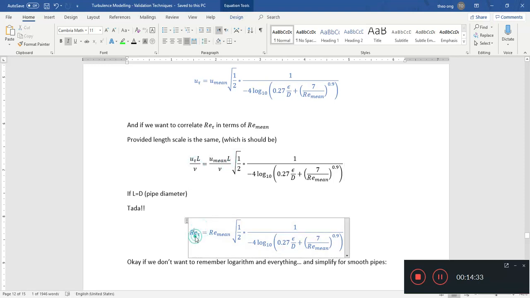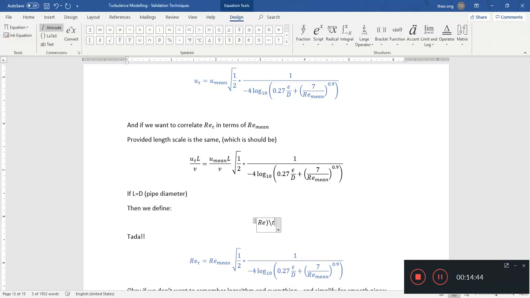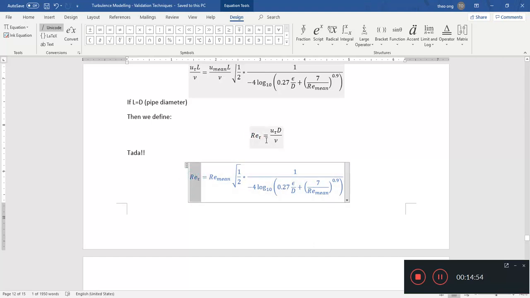Then if you define your friction Reynolds number as such, we define RE tau equals U tau D divided by nu. Then you can say that this side is the friction Reynolds number, and that equals RE mean times all this over here. Not exactly nonsense, it's correlation. So if you know the mean Reynolds number, you can calculate the friction Reynolds number, and by doing so you implicitly calculate this u tau, and that helps you a lot in finding your friction velocity and of course your wall scales.